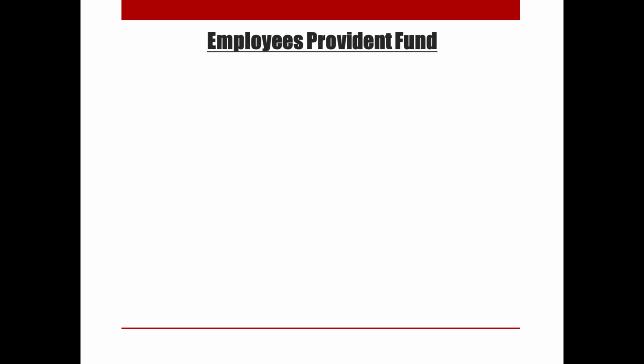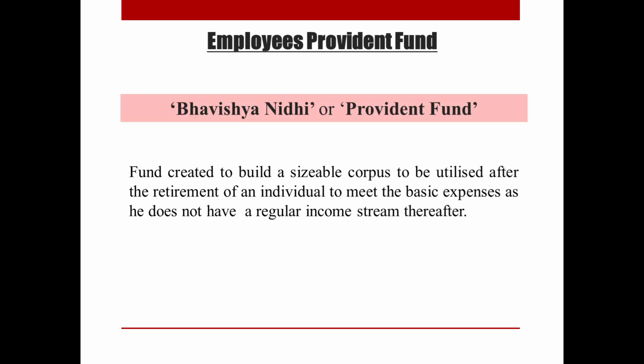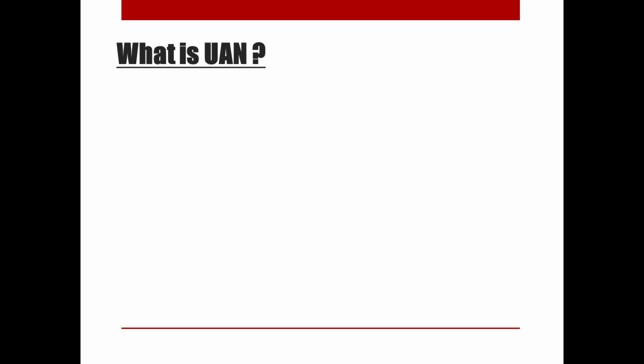In other words, Bhavishya Nidhi or Provident Fund is a fund created to build a sizable corpus to be utilized after the retirement of an individual to meet the basic expenses as he does not have a regular income stream thereafter. Now, let us move to the next screen to understand what is UAN.